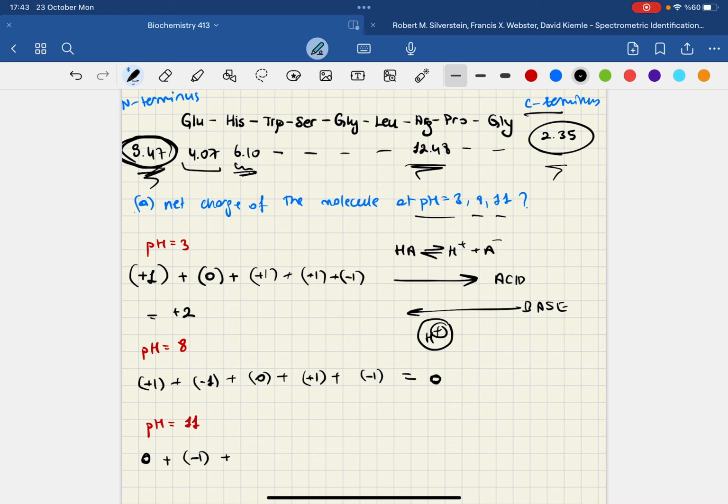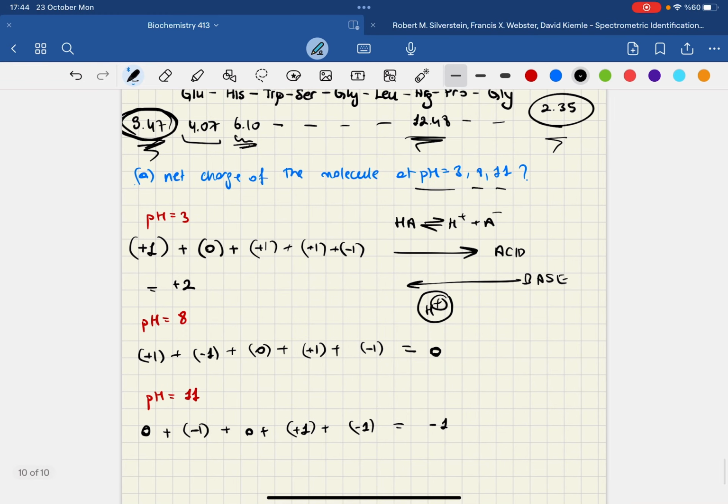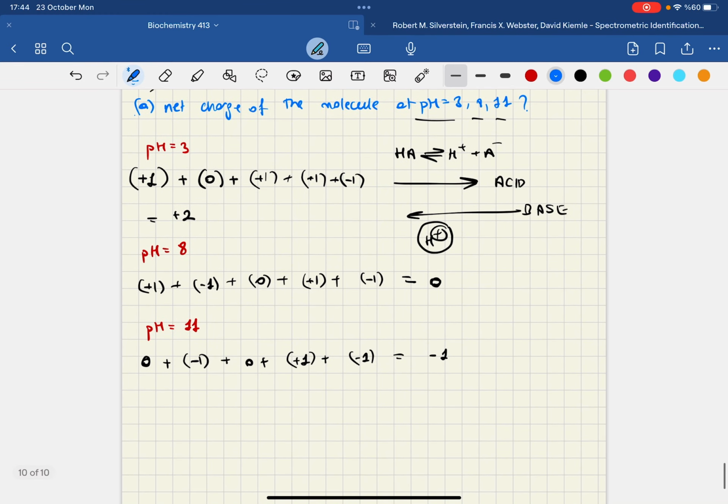And then let's continue. Here we have a weak base and nothing will happen. And then we have a really strong base which will get a proton from the environment. That's why it will be +1 charge. And then we have an acid which will be -1 charge. And in total we have a value of -1. So our second question asks us to estimate the pI for this peptide.